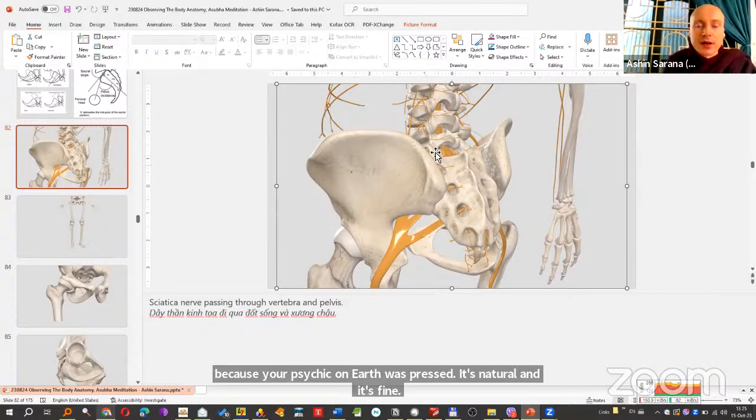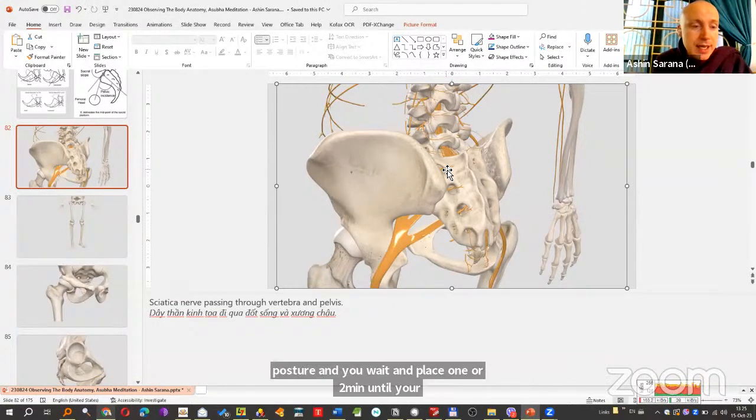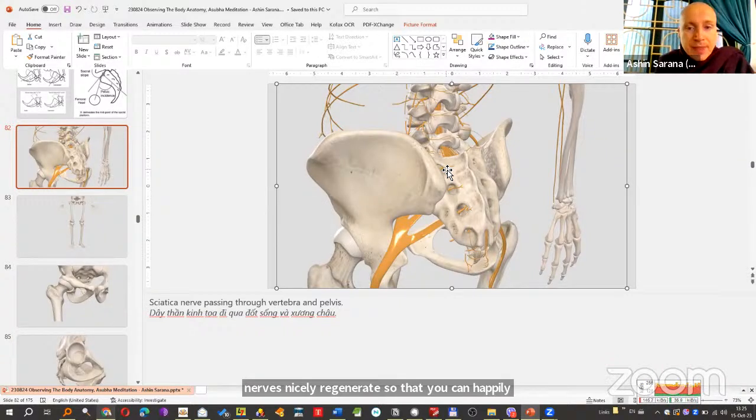These nerves in particular are super fast in regeneration, and there's no worries if you get numbness. That's why I said, and I say at least now, that whenever you have numbness in meditation, do not worry, but make sure that when you finish your meditation session, you nicely change into your secondary posture and you wait at least 1 or 2 minutes until your nerves nicely regenerate so that you can happily meditate without losing any sensations. When I was 18 years old, I didn't know about this, so I did not follow the proper procedure.